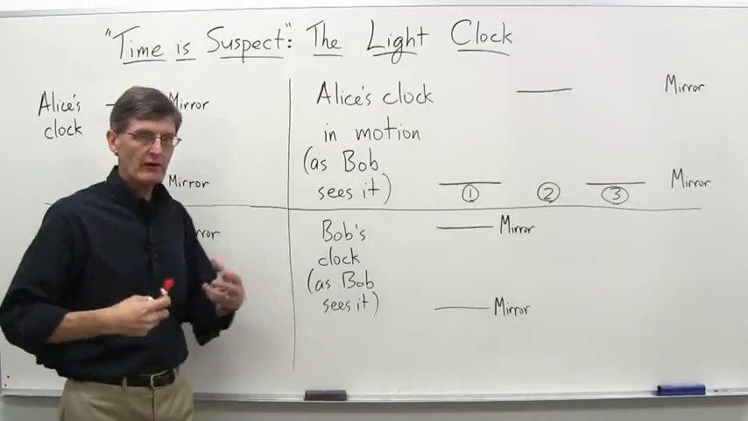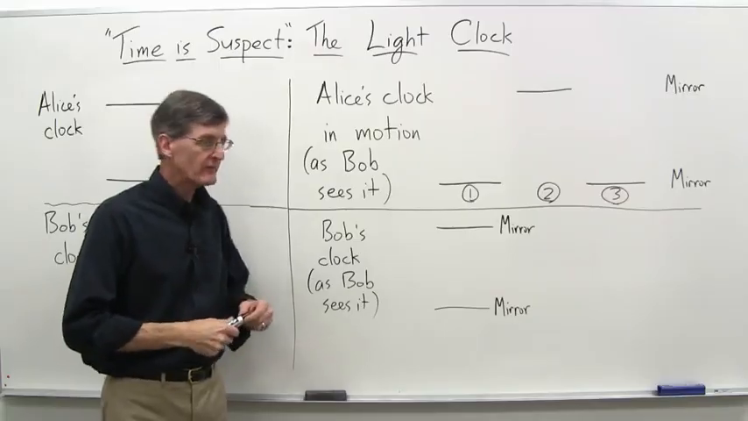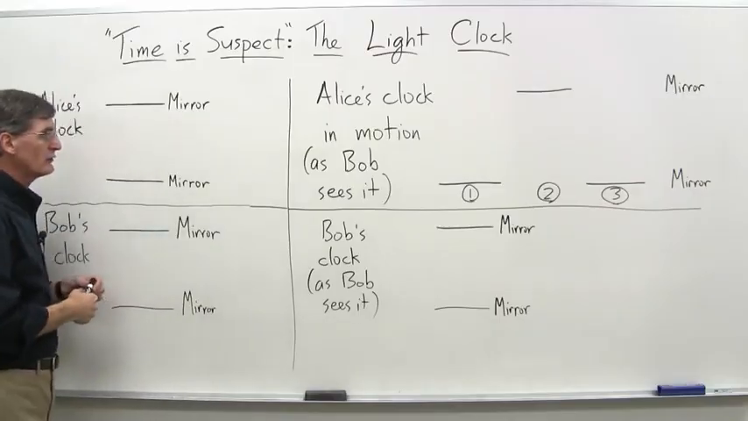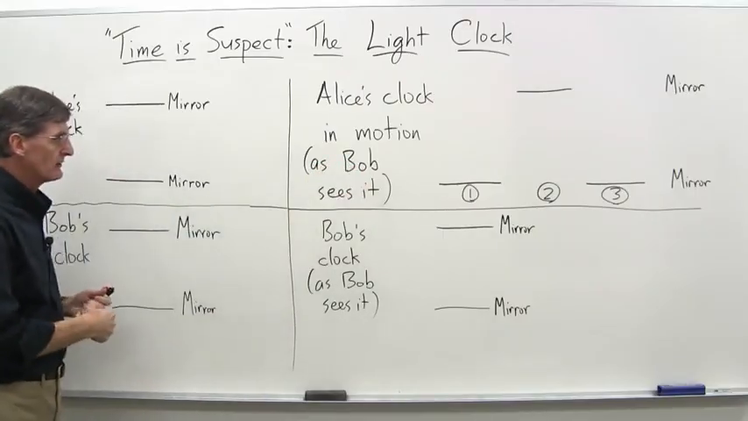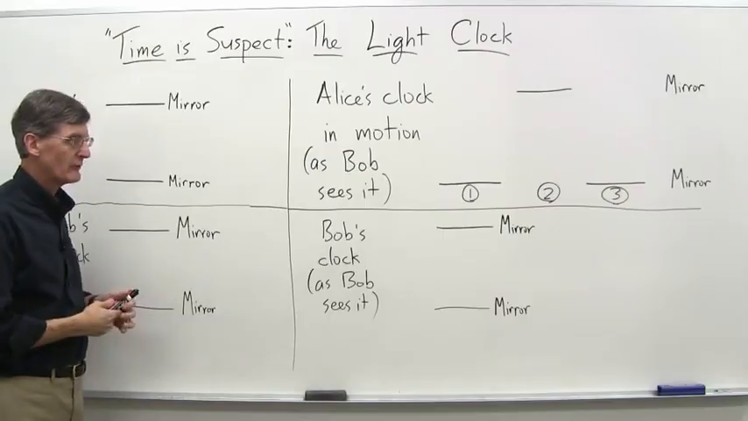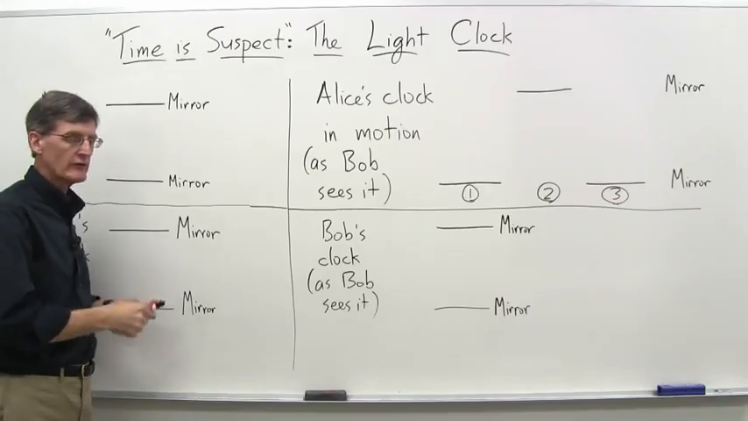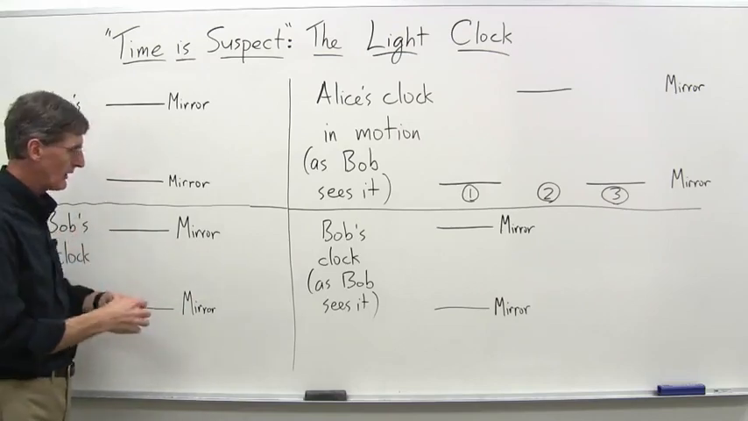Okay, continuing on with our investigation of Einstein's insight into the fact that time is suspect. What we want to do next is look at an example called the light clock and see where that leads us in terms of what it tells us about how one person may observe time passing versus another person observing time passing. So here's the idea of a light clock.